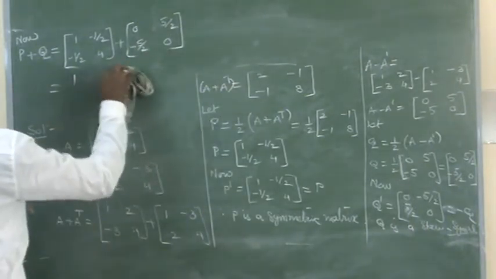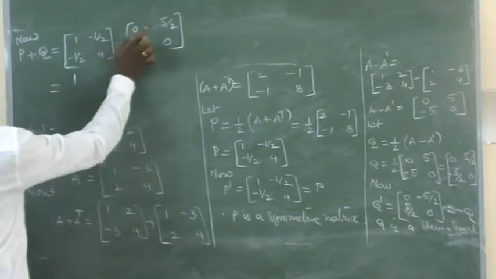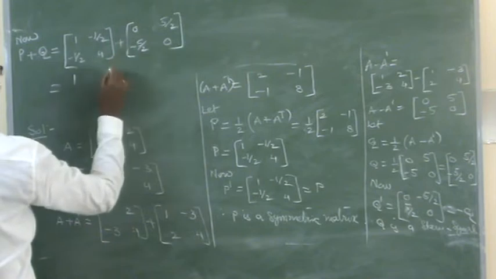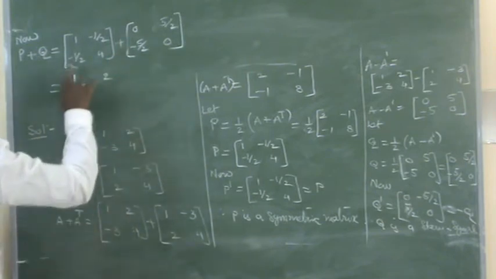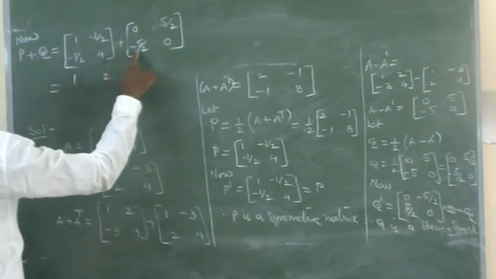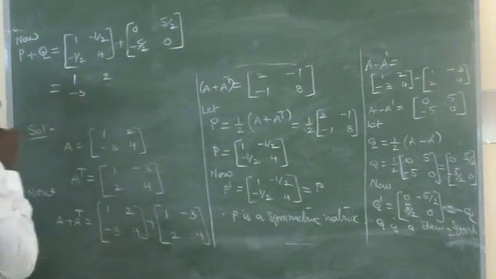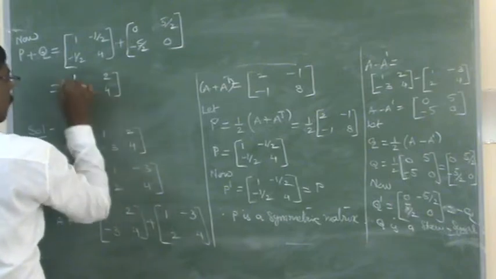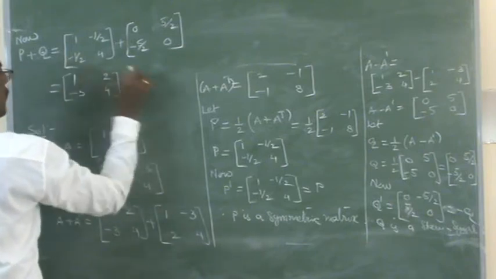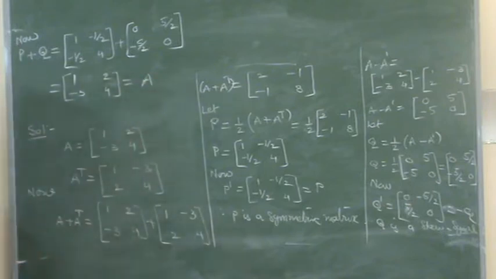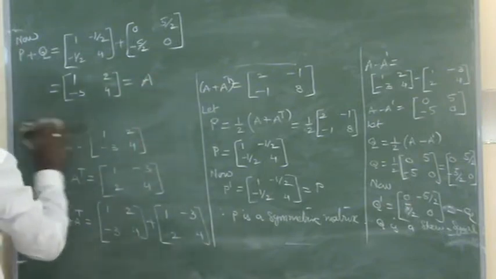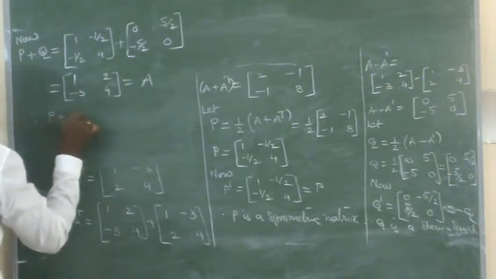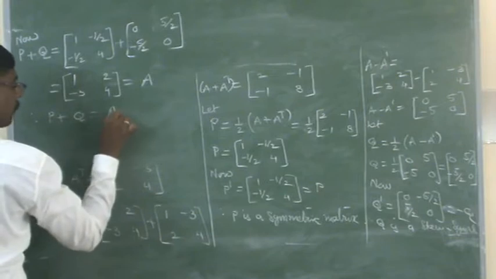Then we are adding minus 1 by 2 plus 5 by 2. Our answer is immediately 4 by 2, that is 2. Minus 1 by 2 minus 5 by 2, we are getting the answer minus 3. Then 4 plus 0, we are getting 4. Immediately we know that P plus Q gives the answer A. See here we have tried out. Therefore, P plus Q can be written as A.